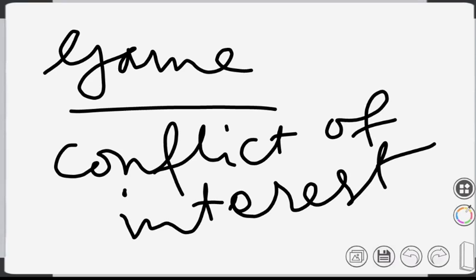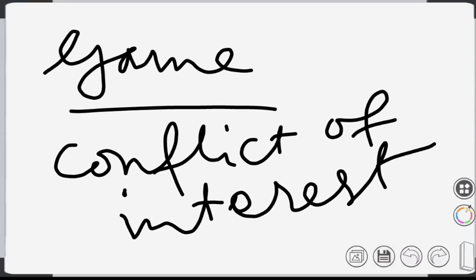Conflict of interest means, the example that we have given, like playing a game of football or playing a game of cricket. Both the parties are trying to win, but both the teams cannot win simultaneously. So there is the conflict of interest. As both of them are trying to win, they cannot both win simultaneously, and there lies the conflict, and thus that particular situation will be termed as game.